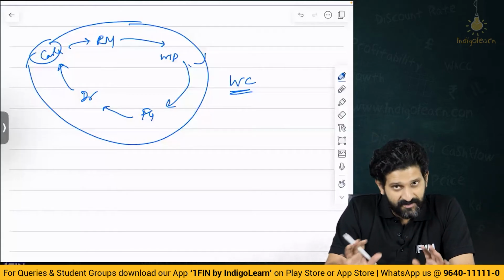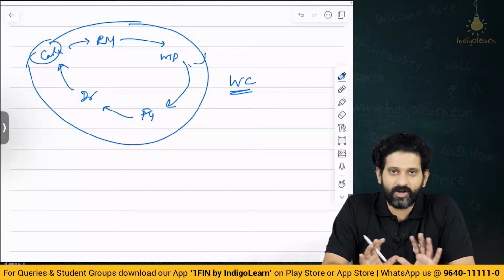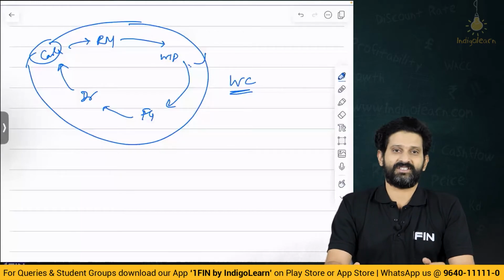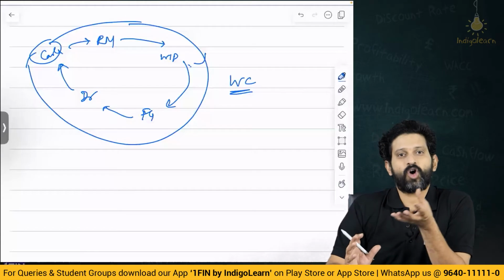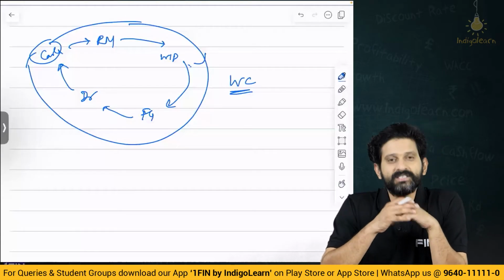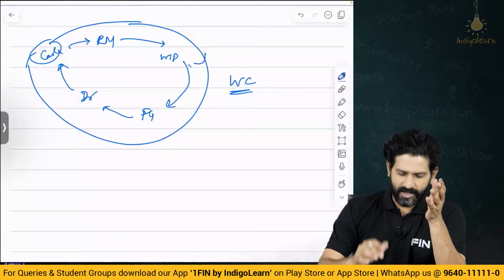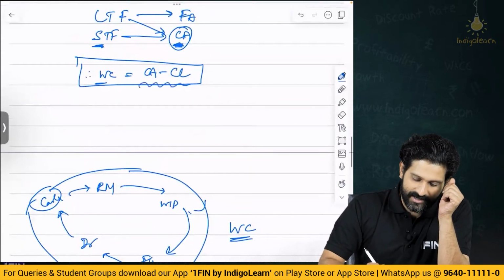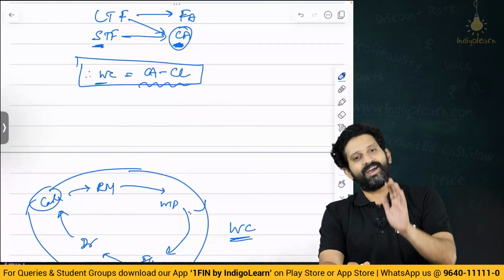This is not to purchase the fixed assets. This is not to purchase the land or building or machinery or whatever. This is not to make a decision for the project. This is to run the business. What is the amount required? So this is how conceptually we understand what working capital is. Conceptually we understood this, and mathematically we said working capital is current assets minus current liabilities.